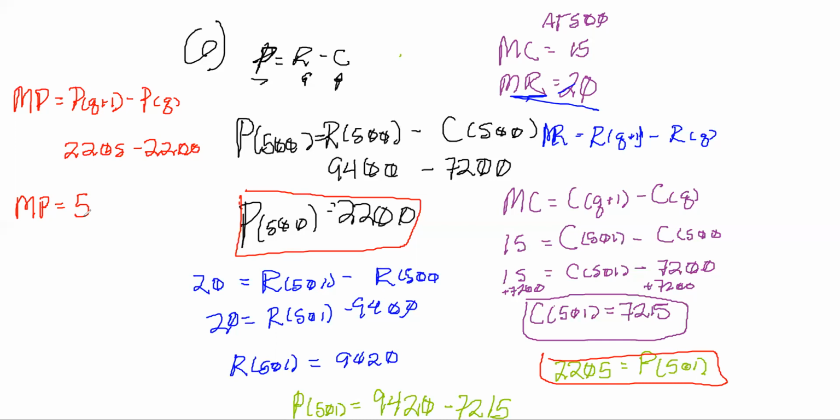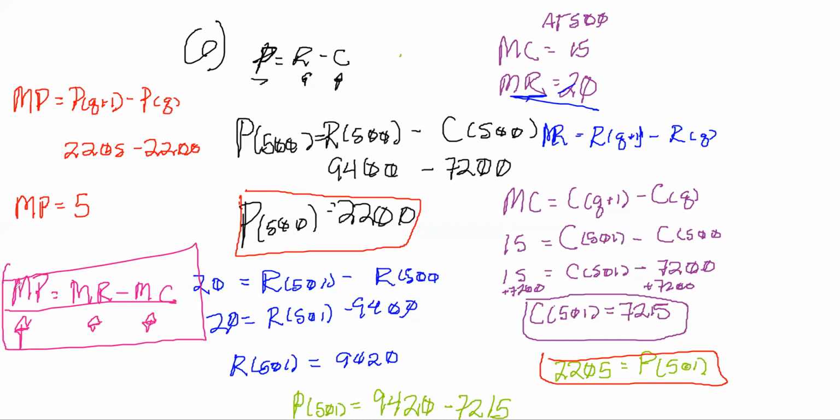But for sure, the next thing to be said is that marginal profit is equal to marginal revenue minus marginal cost, because the change in profit is equal to the change in revenue minus the change in cost. The short way to do it is just doing it like this. So this is our marginal profit. If production is increased from 500 to 501 units, the profit changes by $5. You get $5 more if you move up.